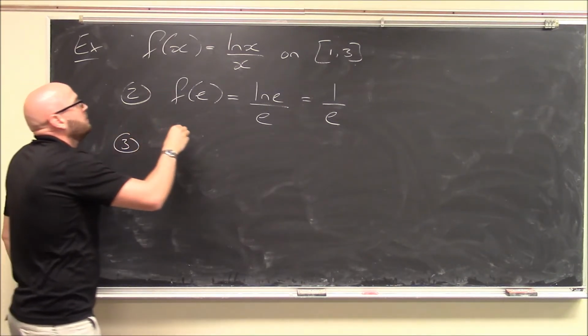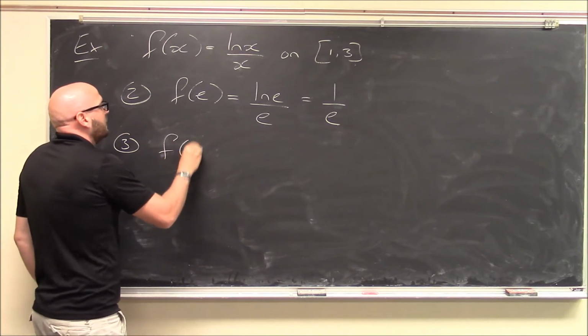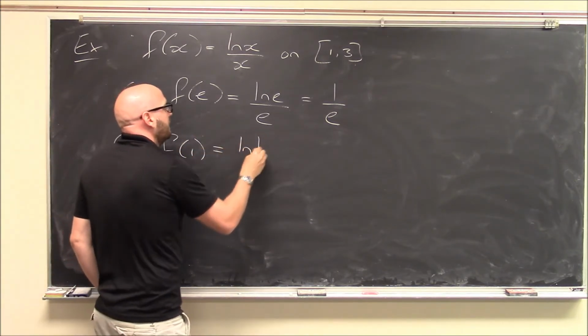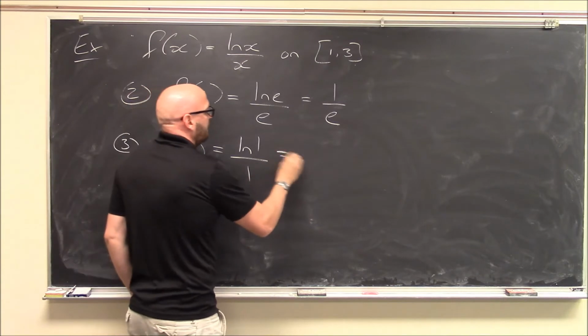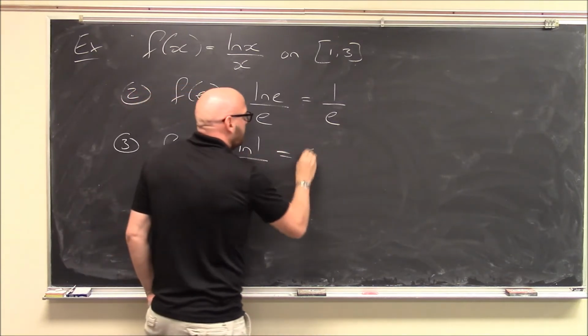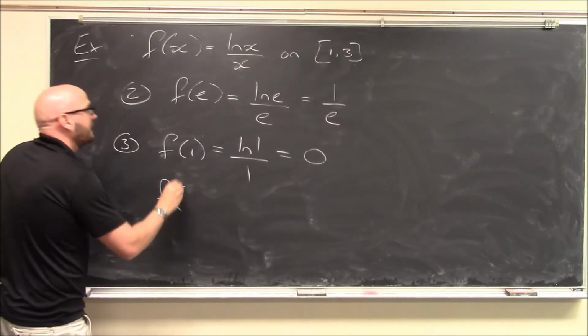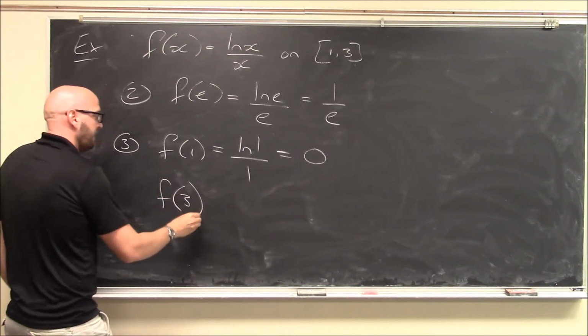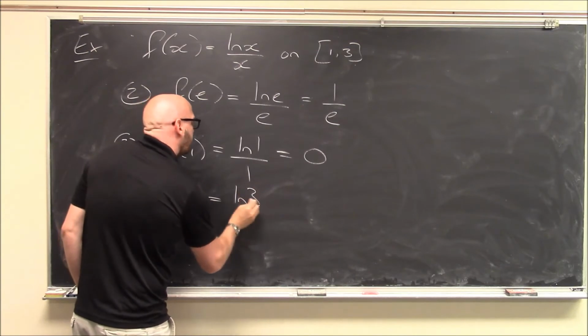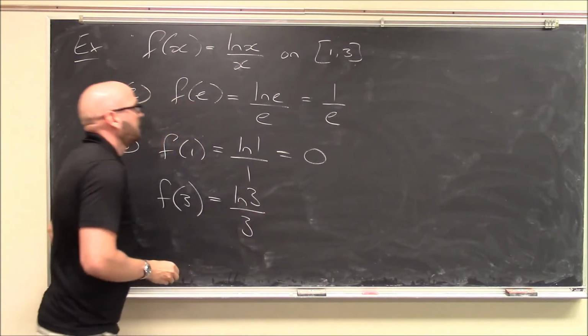Step 3 is we plug in the endpoints as well. So we're going to plug in 1 to get ln of 1 over 1. But ln of 1 is 0, so that's 0. And we'll plug in the other endpoint, 3, to get ln of 3 over 3.